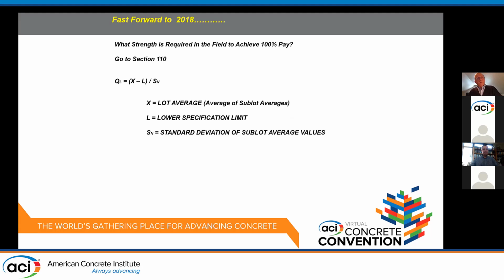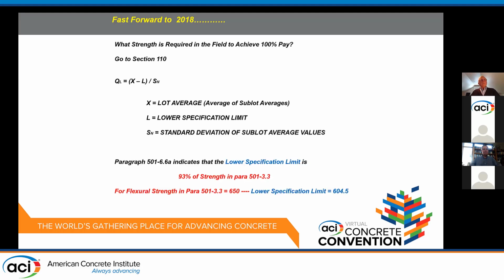And then you go to section 110, which is the process for determining percent within limits. And you have to calculate the QL value, which is merely the lot average minus the lower specification limit divided by the standard deviation. And there's an interesting little thing. If you read all of the spec, and I find, like Ray, I think, said, a lot of times people don't read the specs until there's a problem. The lower specification limit, L, is 93% of the strength as specified in paragraph 501 3.3. And that makes for a 650 design, this lower specification limit's about 605.